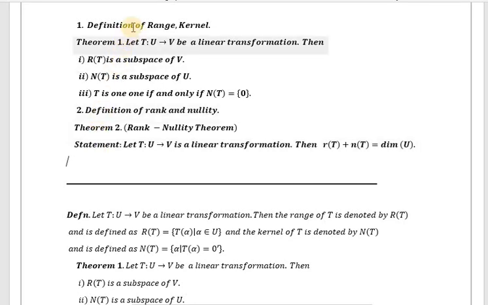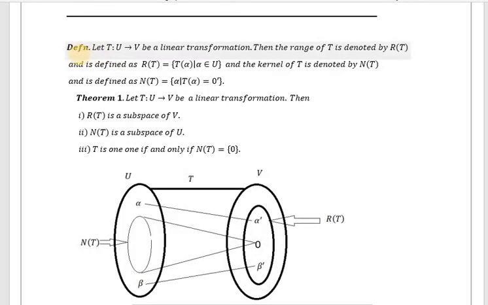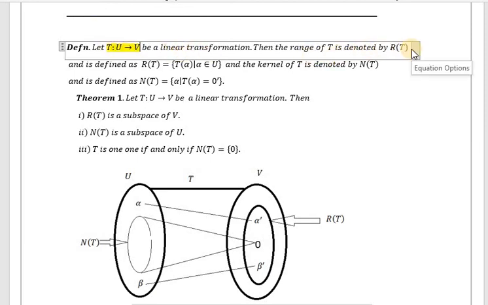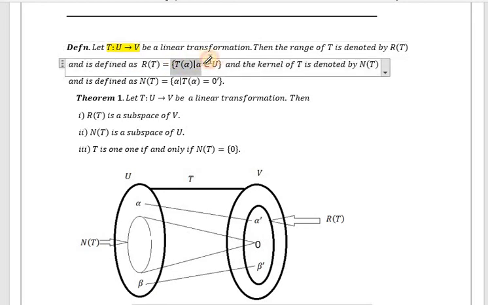First let us take up the definition of a range and also kernel. Definition, let T from U to V be a linear transformation. See, we have taken the linear transformation from U to V and the range of T is denoted by R of T. So that is T of alpha such that alpha belongs to U. Range of T means it is nothing but the image set. See, T of alpha means images. Linear transformation of alpha means image of this one.